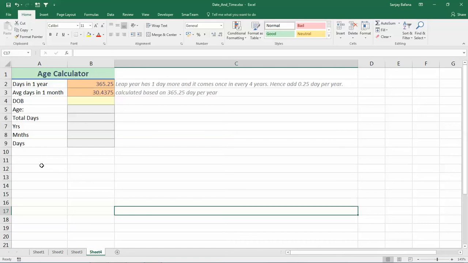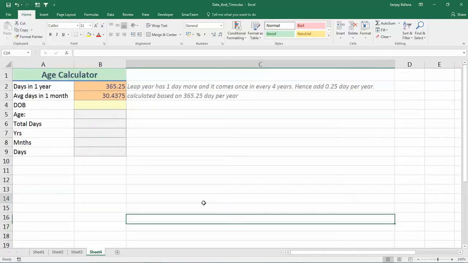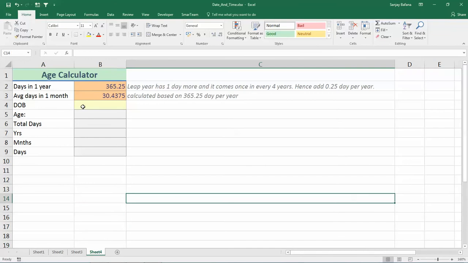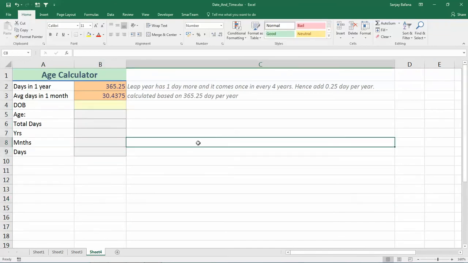Application or a tool to calculate the age. Now, before we start entering or thinking on the formula that we want to use, I would like you to know a few things.